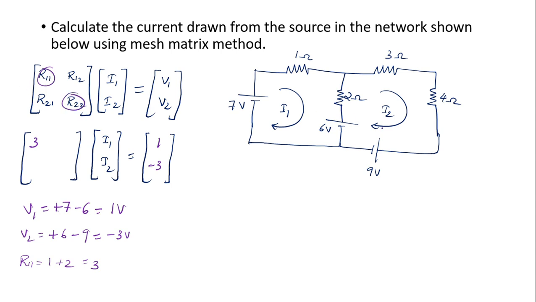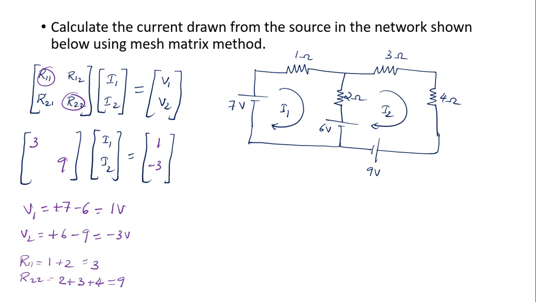Next R22. R22 will simply be the sum of the resistors present in mesh 2. How many resistors are there? So here you can see R22 is equal to 2 plus 3 plus 4. So that will be equal to 9. So R22 is equal to 9. So the diagonal values R11, R22, you simply take the sum of the resistors present in that corresponding mesh. If it is 1, you take the sum of resistors present in mesh 1. If it is 2, you take the sum of resistors present in mesh 2. I hope that is clear.